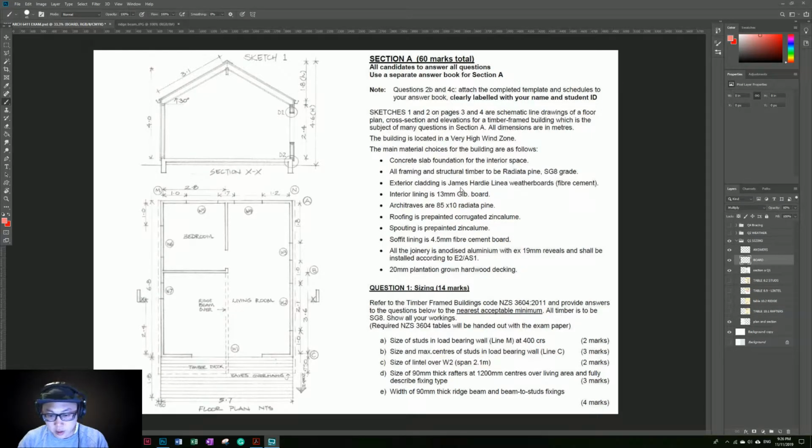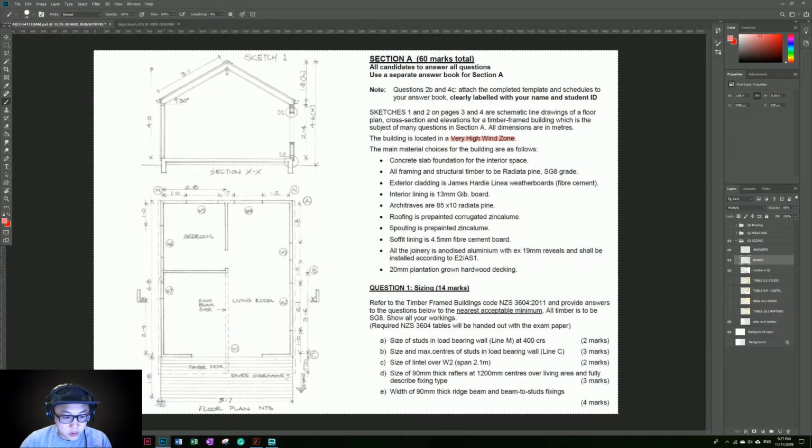So like in the previous exam review, you would have a description of the building, and for the sizing, what's really important is to highlight the wind zone, because this can affect the sizing. So this is the very high wind zone, and yeah, so let's go here.